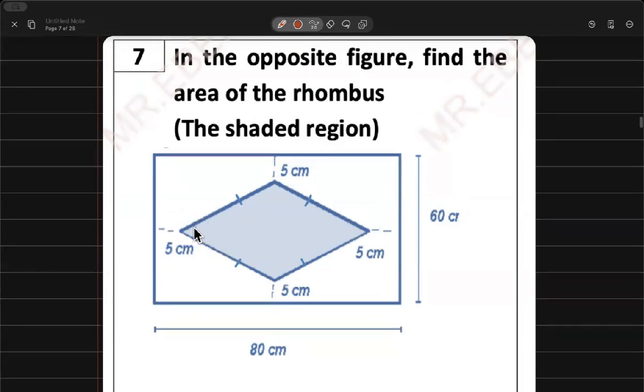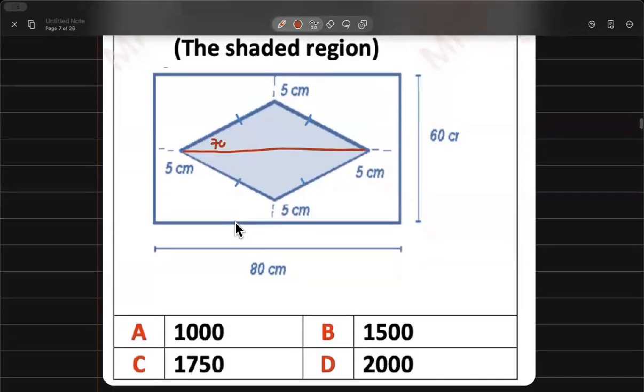To find the two diagonals, as you know that the area of the rhombus equals half times diagonal 1 times diagonal 2. So just draw the diagonal like this. To find the length of this diagonal, you know that all of the rectangle length is 80. You would subtract 5 and 5, so this is 70. And also this diagonal, all of this side, the width is 60. You will subtract 5 and 5, so it will be 50.